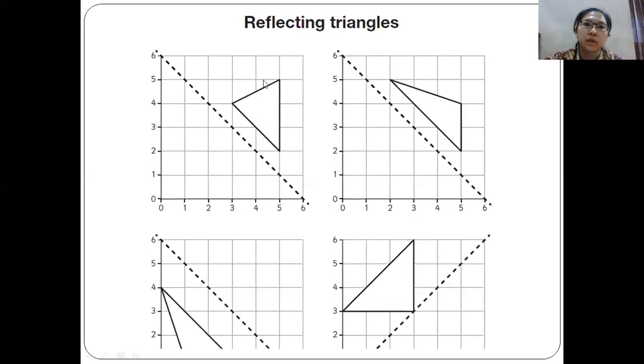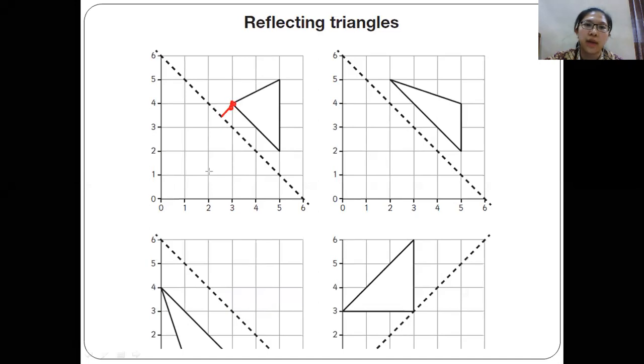Look at this point. It is half a diagonal line away from the mirror line, so it's refracted half a diagonal line away over here. Then pay attention again to this point. It is also half a diagonal line away, so it's also refracted half a diagonal line away. So that point will be reflected here.